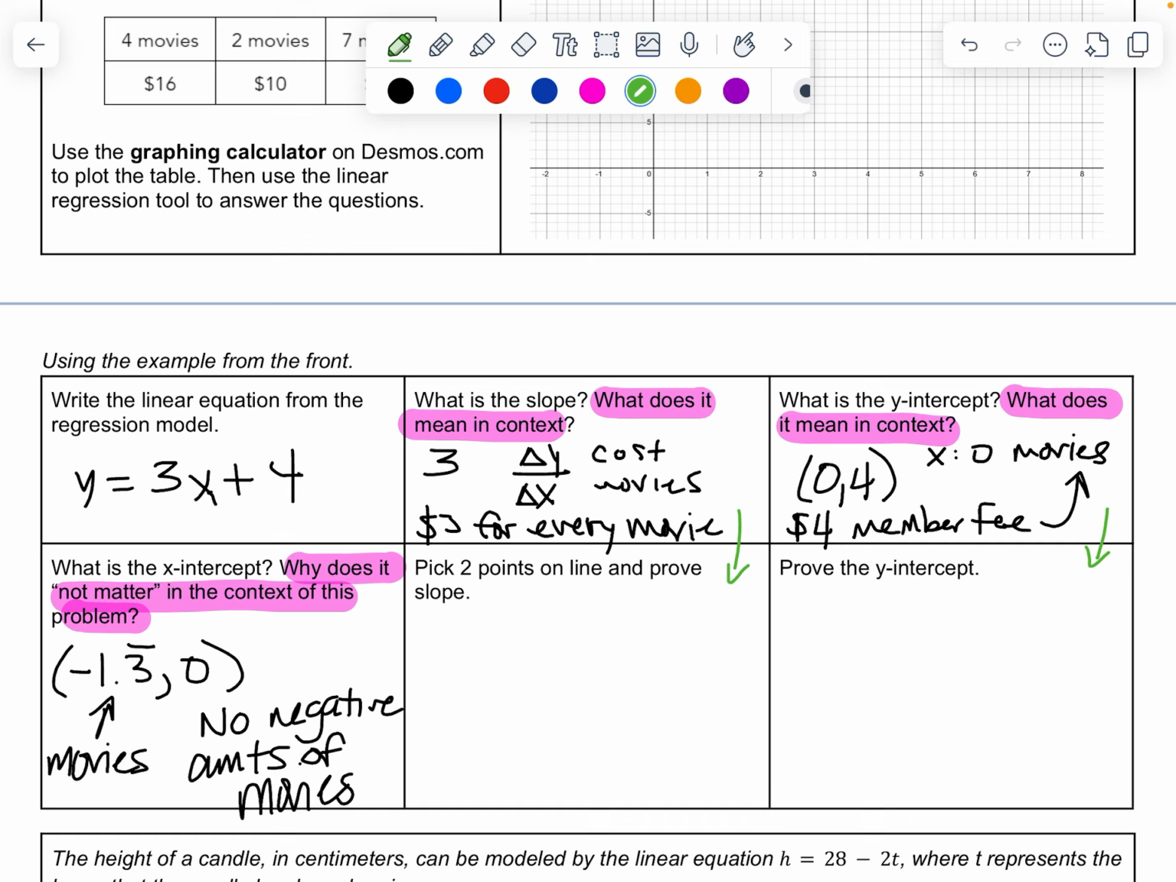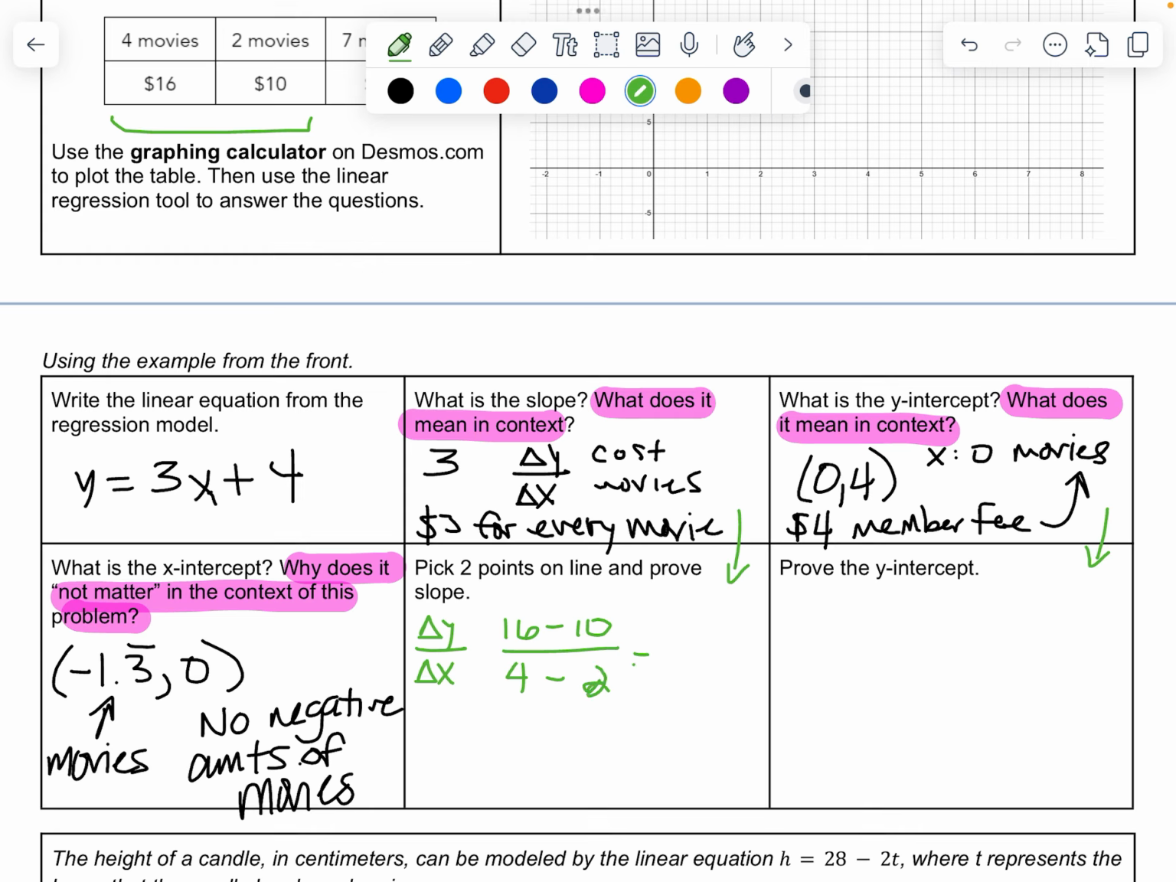Now, for the slope, we can pick any 2 points whatsoever, and we know that it's the y values subtracted, or the change in y over the change in x. Just because I can see it currently on my screen, I'm going to focus on the first 2 points that I have there. My y values were the 16 and the 10, and their corresponding x values: the 16 had an x value of 4 movies, and the 10 had a corresponding x value of 2.